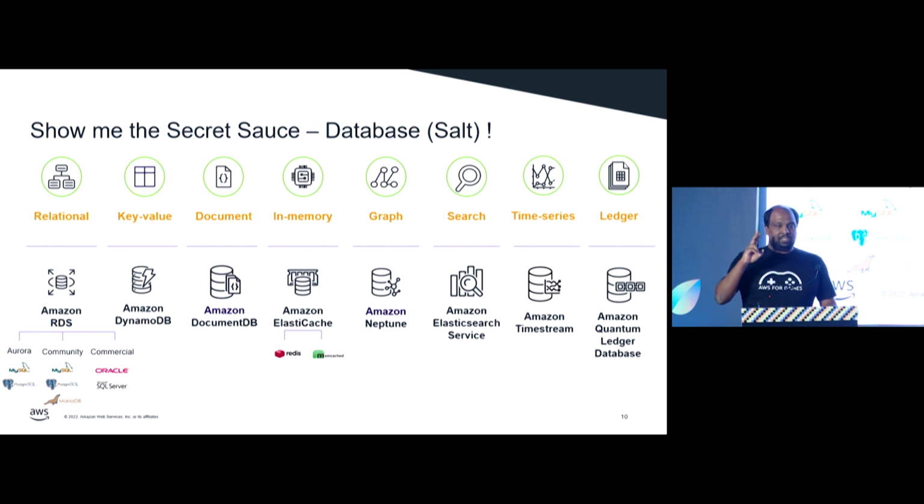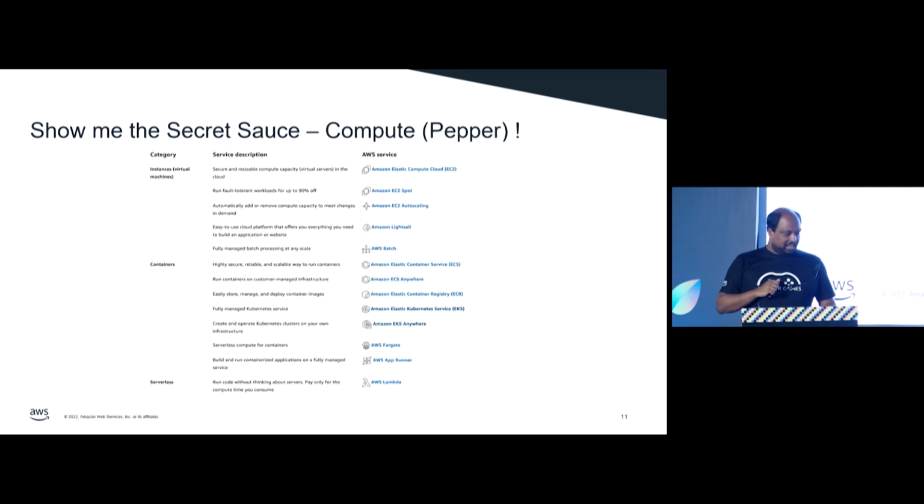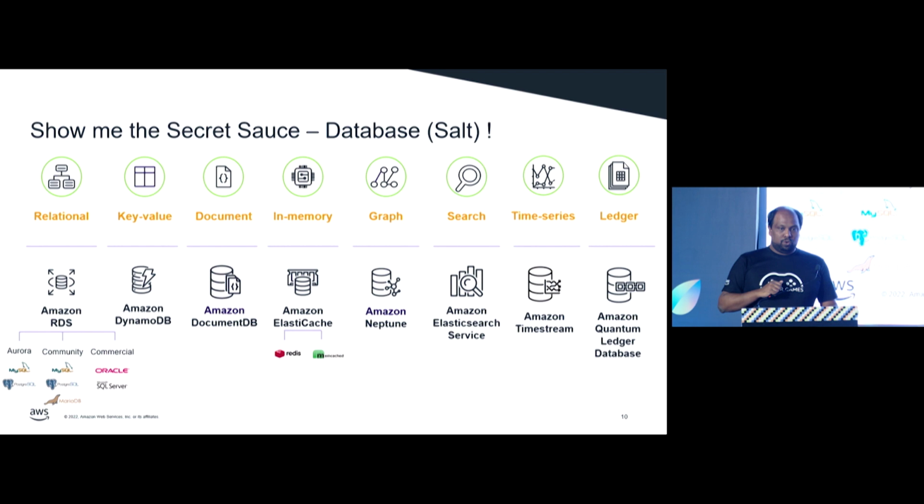There are two things which will help you out. One, which we call databases, and the second, which we call compute. Now, how do they help you out? These are the two core elements required to build any kind of game backend.